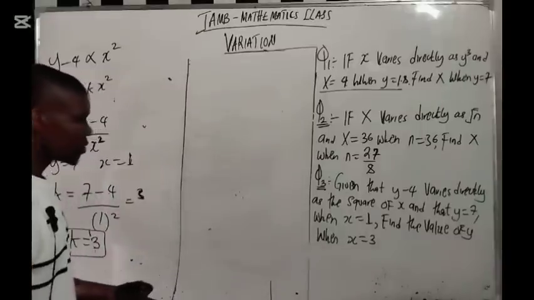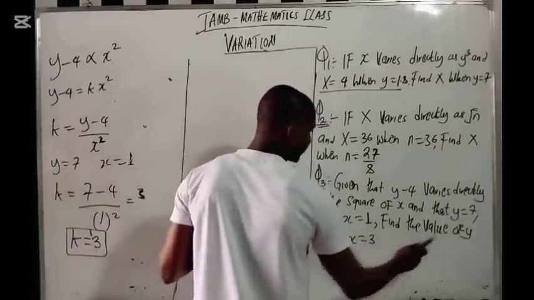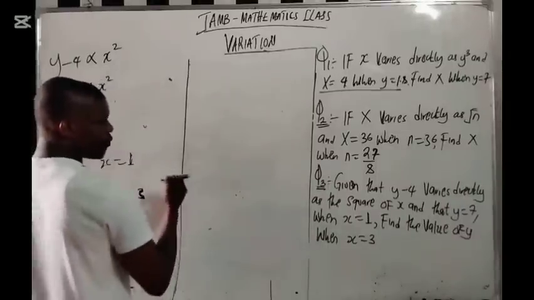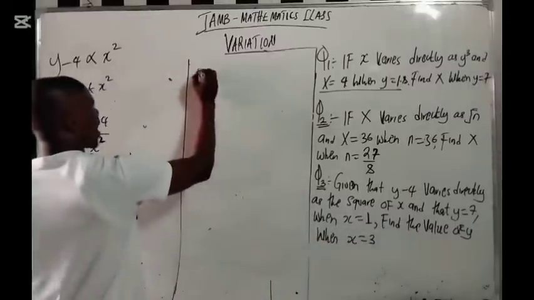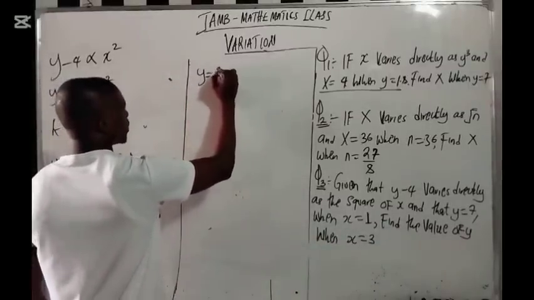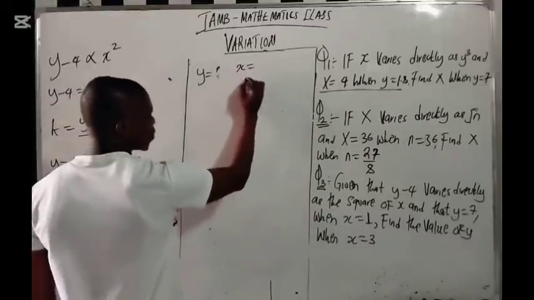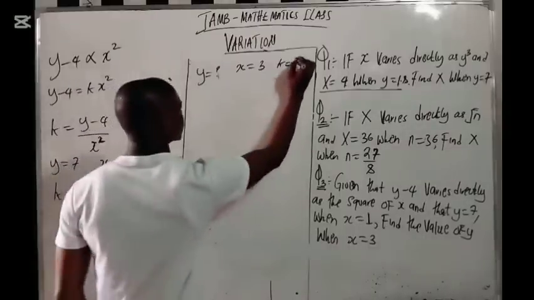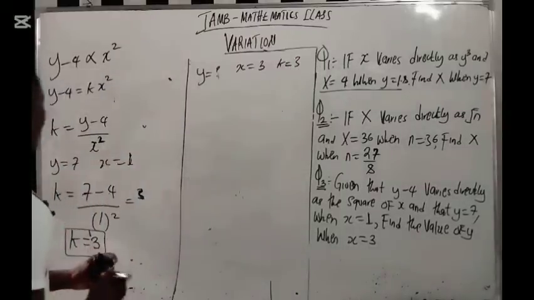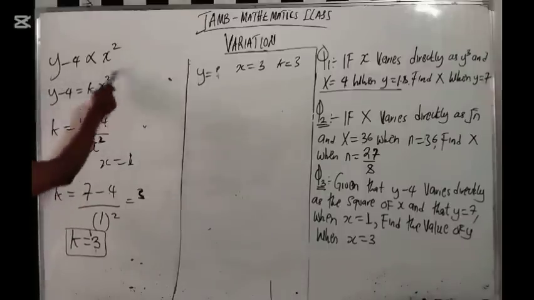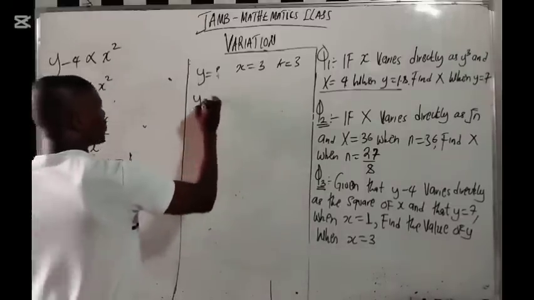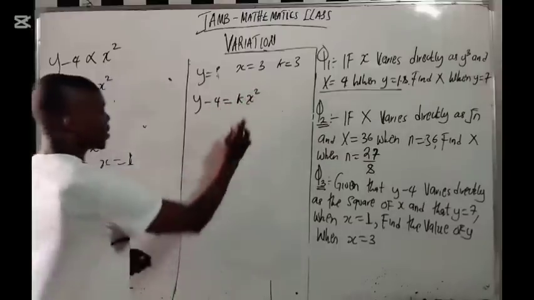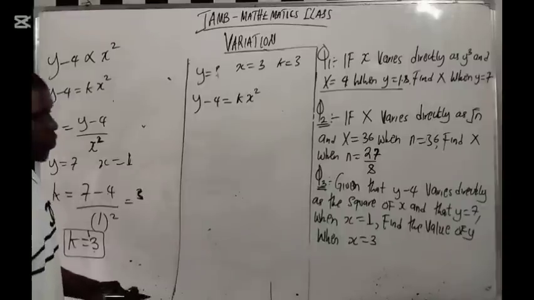So they say you should find the value of y. So y equals question mark. This is what you're looking for. My x is equal to 3. Then my k, which I've calculated, is 3. So this is the formula we are using here: y minus 4 equals k x raised to 2, right? So let's substitute our values here.